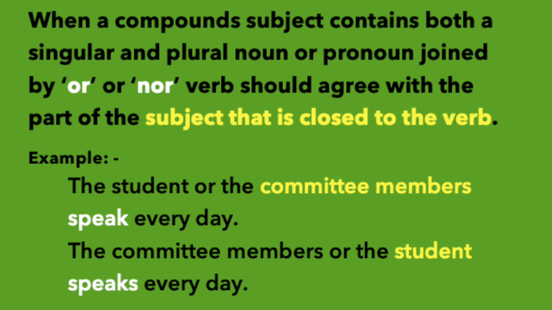Do you know why? When a compound subject contains both a singular and a plural noun or pronoun joined by "or" or "nor", the verb should agree with the part of the subject that is close to the verb. This is also called the rule of proximity. In the first sentence, the subject that is close to the verb is the committee members. As it is plural, we use the plural verb "speak". And in the next sentence, the subject that is close to the verb is the student. It is singular, so we use the singular verb "speaks".